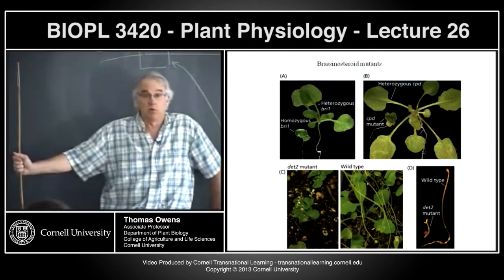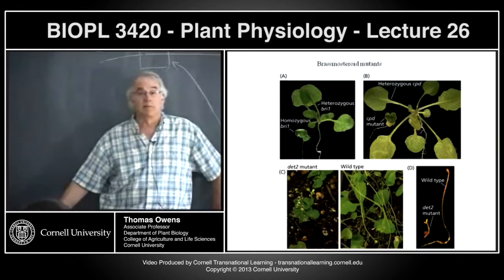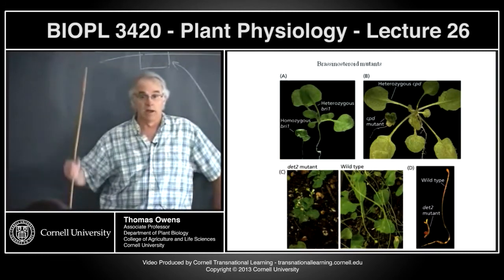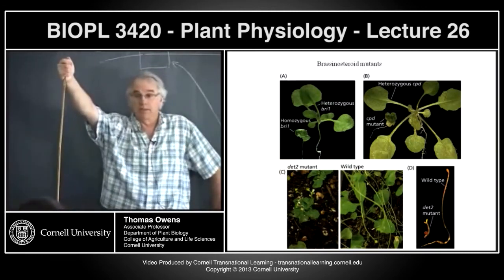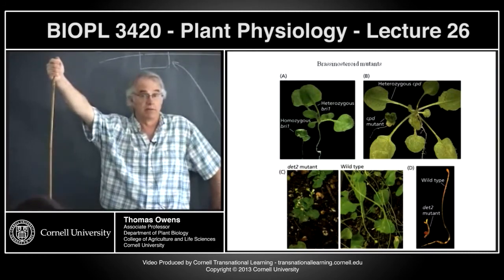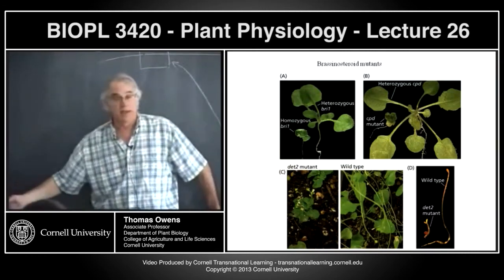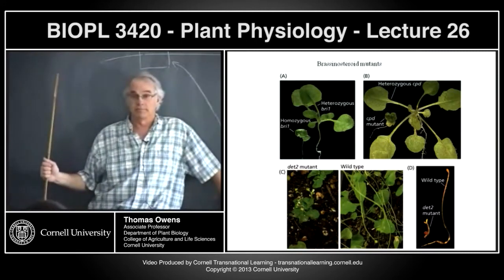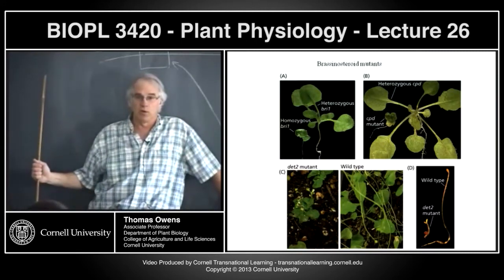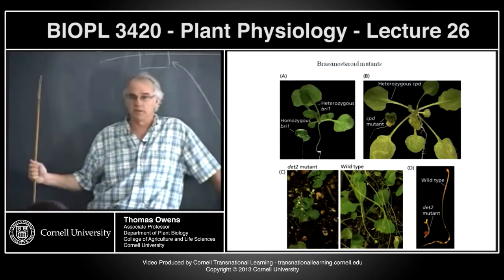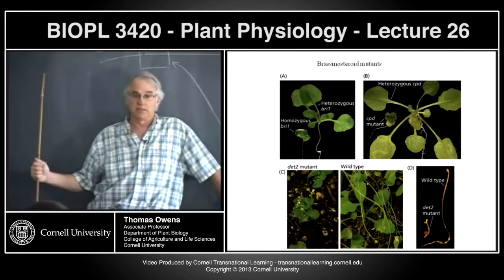So a possible question that one could ask on a final exam would be to compare what's happening in a brassinosteroid mutant with what's happening in normal wild-type plants when phytochrome has been activated. What are the things that must be going on in order to give you this phenotype? I'm not looking for gory details, but you should be able to explain to me what the similarities and what the differences are in these two situations.